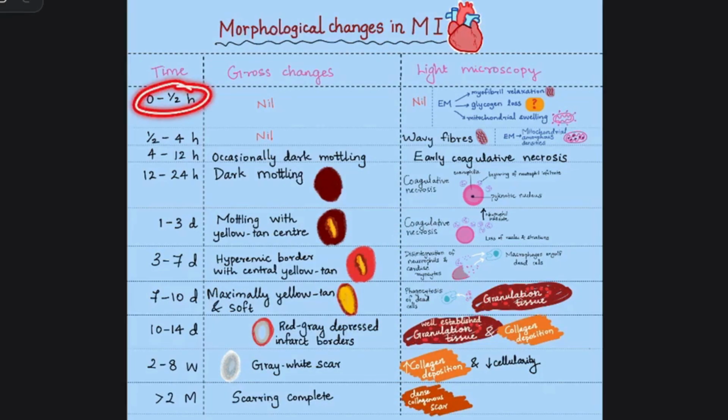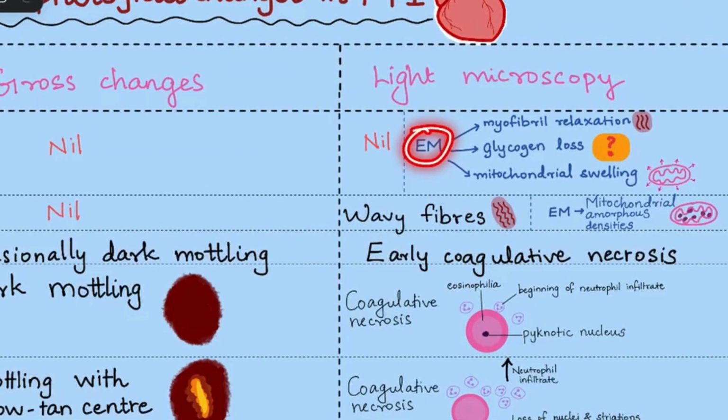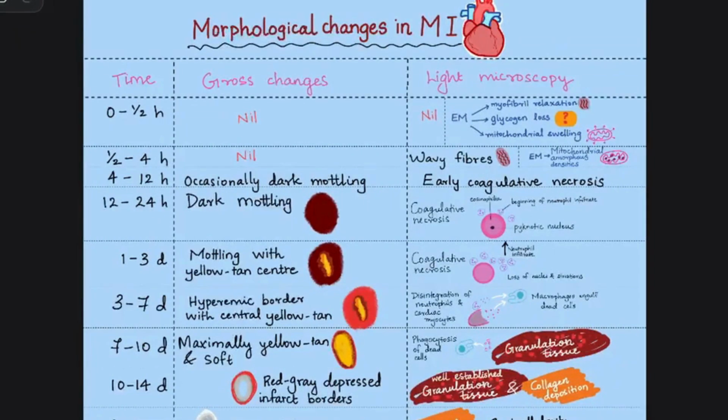So in the first 30 minutes, there are no visible gross changes or light microscopy findings, but on electron microscopy, you can see three things, namely relaxation of myofibrils, loss of glycogen, and swelling of mitochondria. Now all these three things are characteristic of reversible cell injury. So in the first 30 minutes, there will be reversible cell injury.